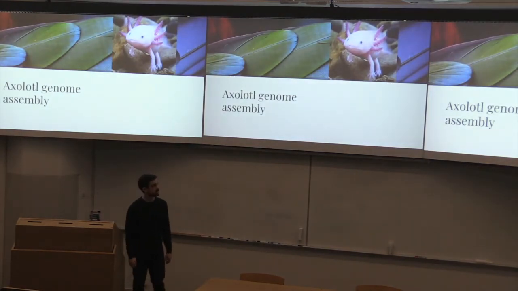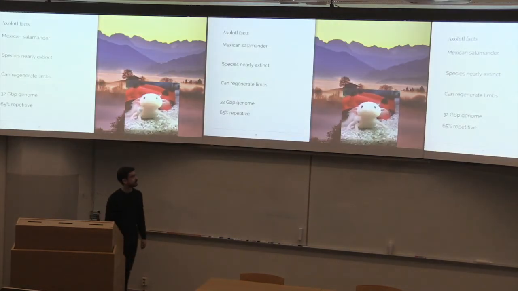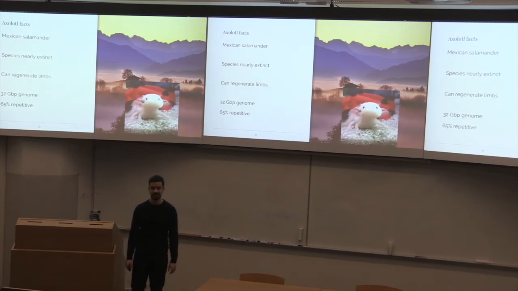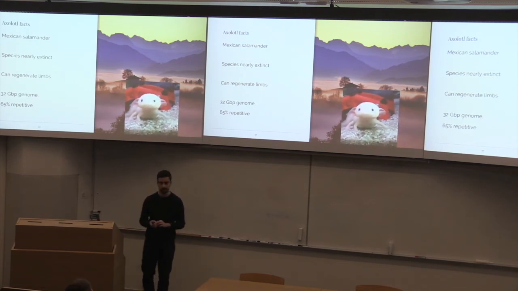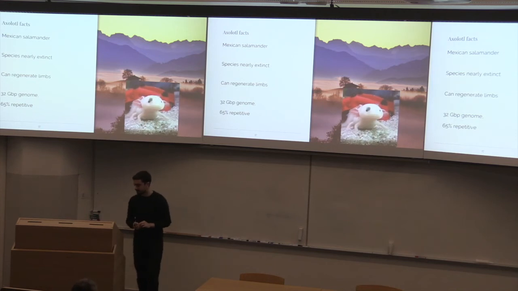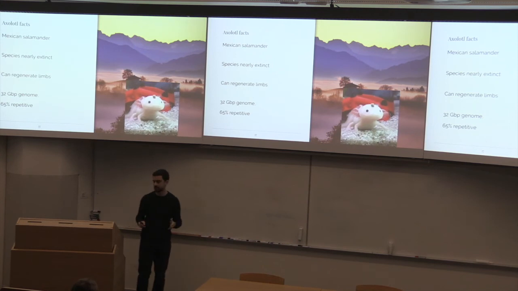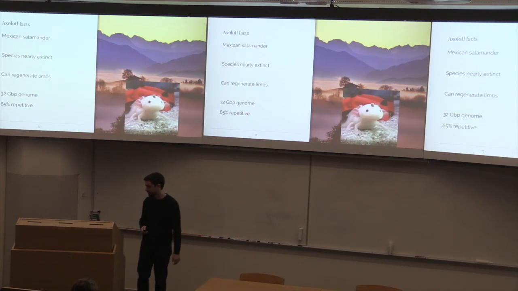I'll talk about the axolotl genome assembly using long reads. What's an axolotl, you might ask? If you don't, then I will still tell you. It's a Mexican salamander, which is almost extinct, because as you can see, they have poor eyesight. It can regenerate its limbs, so that's why it's very much studied in biology labs. So that's really cool, actually. It has a super large genome, 32 gigs. Repetitive, but not that much, 65% only.